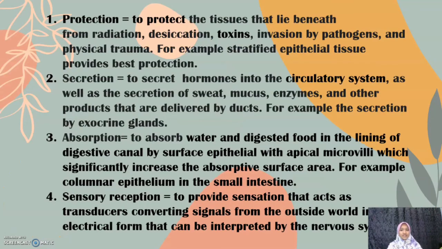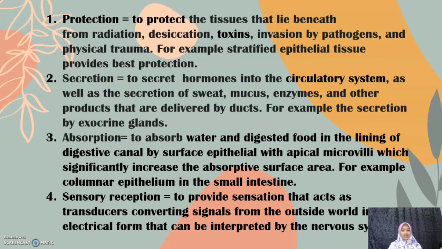Okay, first, protection. To protect the tissues that lie beneath from radiation, desiccation, toxins, invasion by pathogens, and physical trauma. For example, stratified epithelial tissue provides the best protection. Second is secretion. To secrete hormones into the circulatory system as well as the secretion of sweat, mucus, enzymes, and other products that are delivered by ducts. For example, the secretion by exocrine glands.